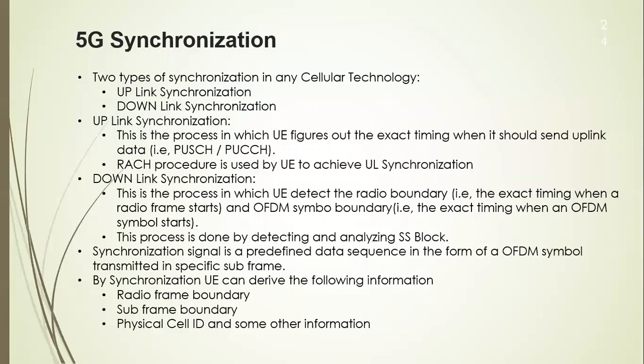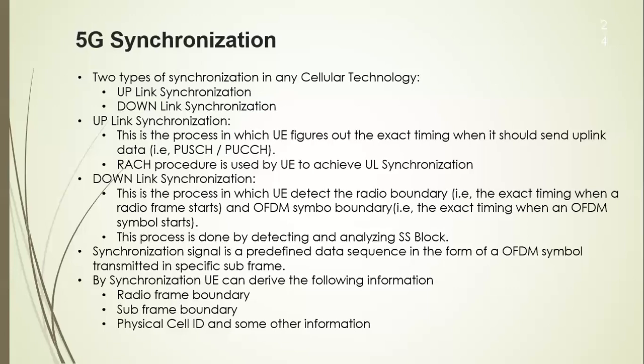Downlink synchronization is nothing but the UE detecting the radio boundaries, like frame boundary, subframe boundary, and symbol starting, in order to read the system information and then configure itself based on the system information broadcasted by the network. This downlink synchronization happens using synchronization signals. These synchronization signals are present in all legacy technologies, even in LTE. But there is some slight difference between LTE and 5G.